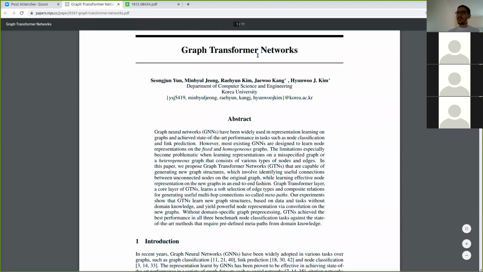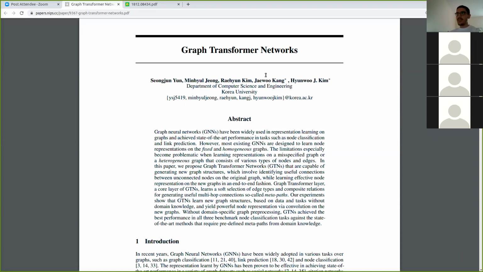All right, and we're off. So today we will be talking about graph transformer networks.